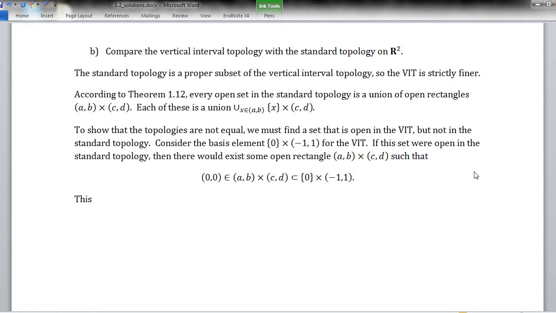This would imply, just looking at the first component from these Cartesian products, that the interval from A to B is a subset of the singleton set consisting just of 0, which is impossible. So we've shown that the standard topology is a subset of the vertical interval topology, and they're not equal. Therefore, it's actually a proper subset. And that finishes the proof.